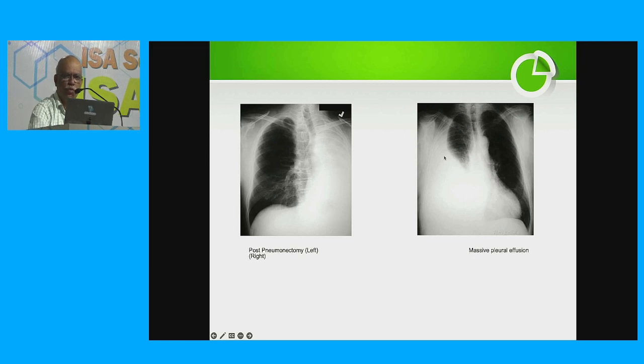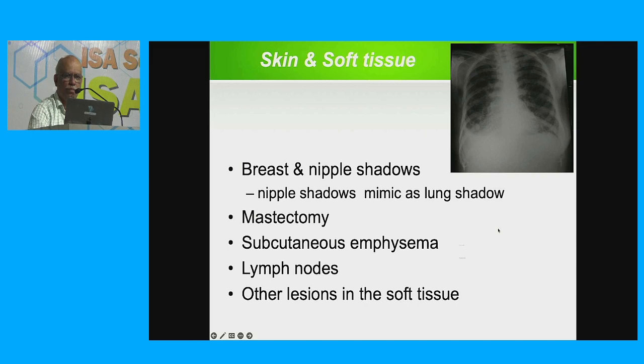Post-pneumonectomy or a massive pleural effusion can have similar pictures. So now I come to the skin and soft tissues. In the skin and soft tissues, look for nipple shadows, breast shadows. A patient might have had a mastectomy, or a trauma with subcutaneous emphysema. Look for lymph nodes, or sometimes the nipple shadows can be misinterpreted as a mass lesion. So soft tissues and pathological things, you should look at.